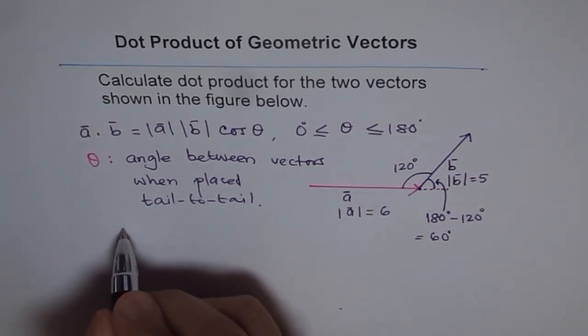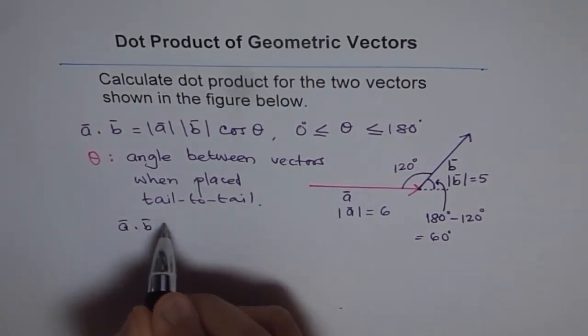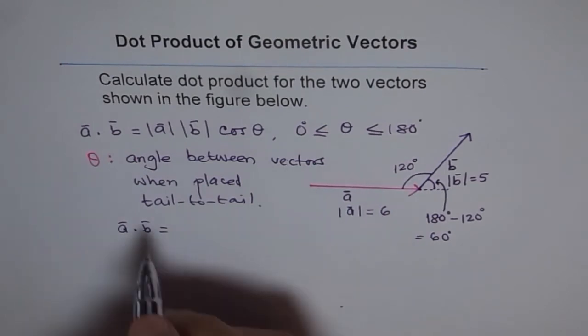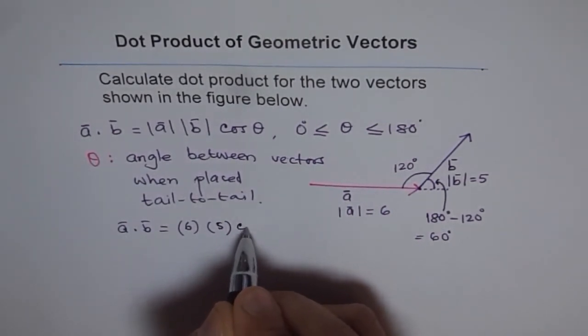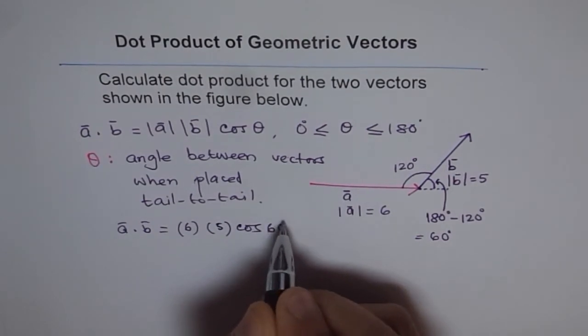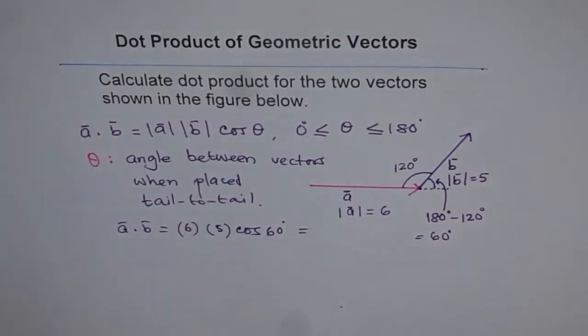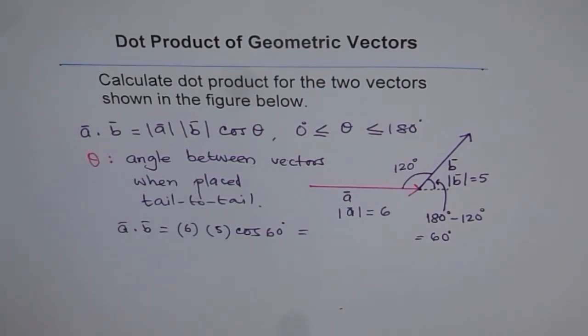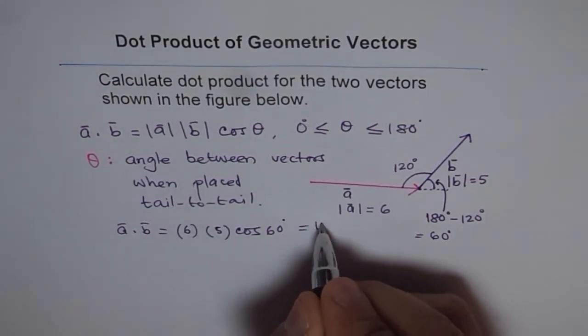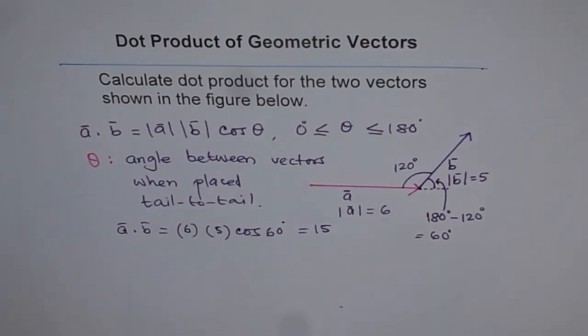And therefore, we get A dot B equals, magnitude is given as 6 for A and 5 for B, and cos of 60 degrees, right? So that should give us the answer, which is, let me do this, 30 times cos of 60 degrees, which is half of this, right? So you get 15, that's correct. So you get a positive scalar quantity 15, right?